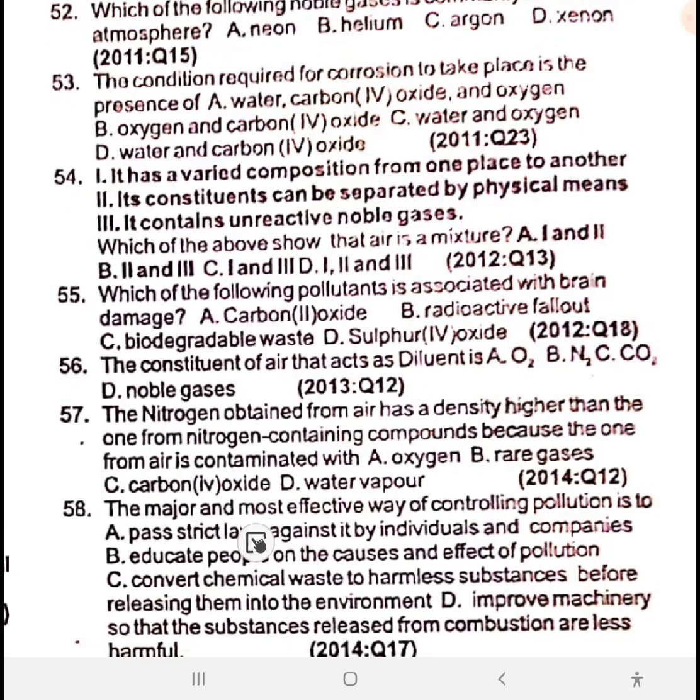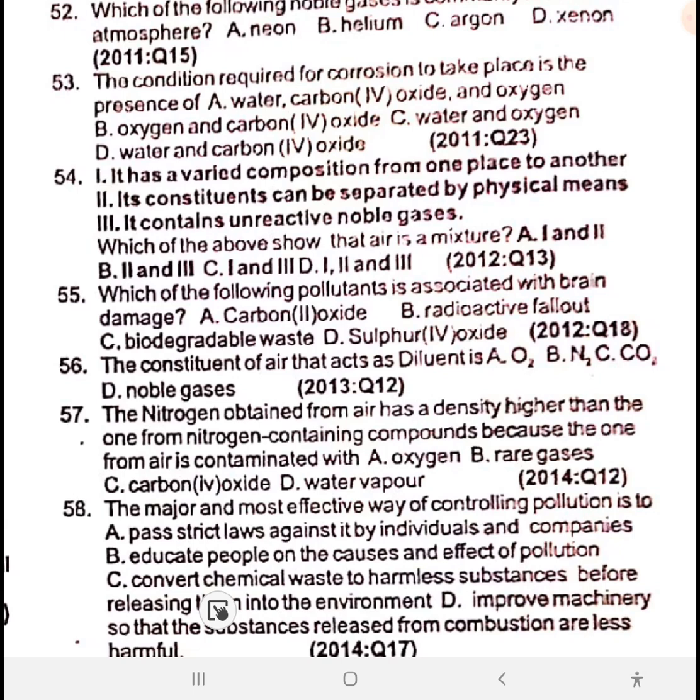58, the major and most effective way of controlling pollution is by educating the people. That's actually the best way to control pollution. But in this case, we also have converting chemical waste to harmless substances before releasing them into the environment. So we'll pick option C. But the best one is educating the people.